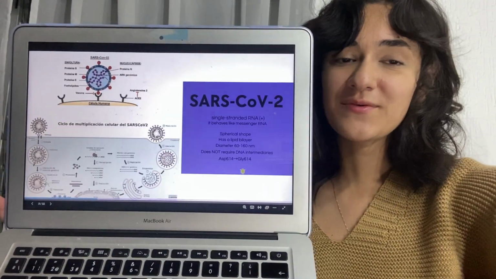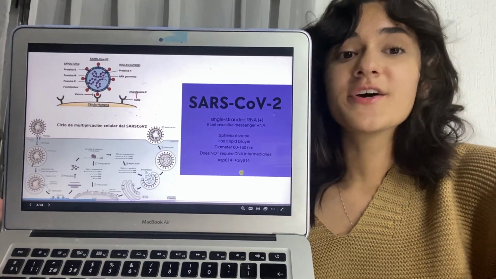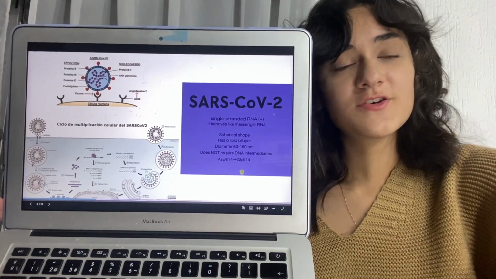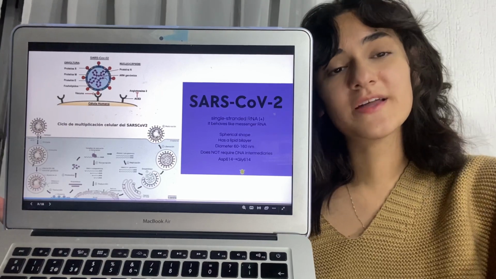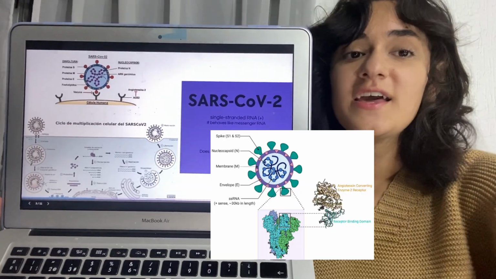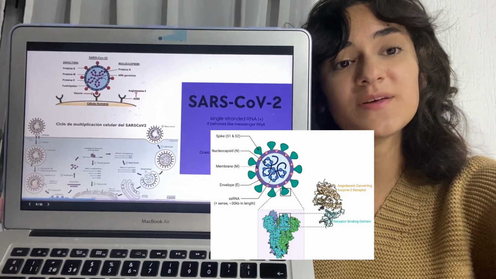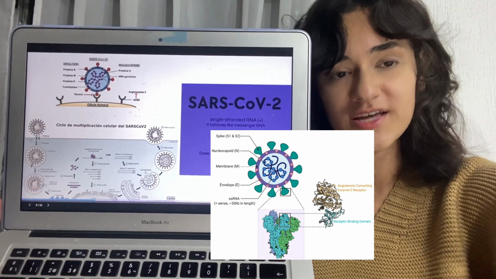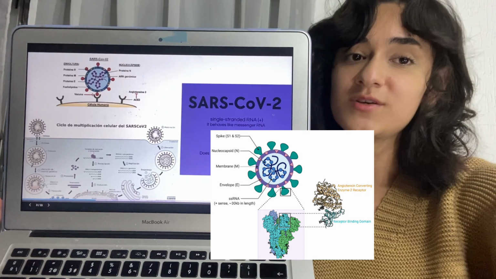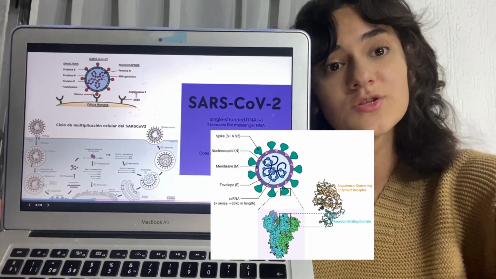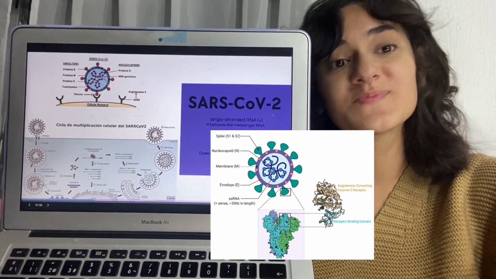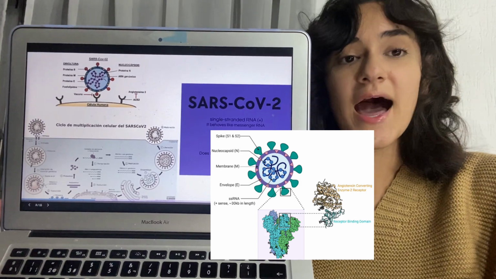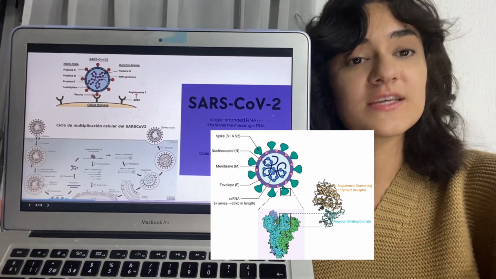So there are a few things I want you to remember through this whole presentation. Talking about SARS-CoV-2, this virus has a single-stranded RNA which is positive, and it will behave like a messenger RNA. It also has a spherical shape, has a lipid bilayer, and it has a diameter that goes from 60 to 160 nanometers. It does not require any DNA intermediaries to produce proteins for assembling new viral particles, and it also has a special mutation in its amino acid ASP614 to Gly614.